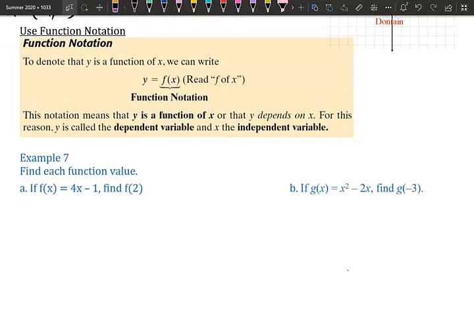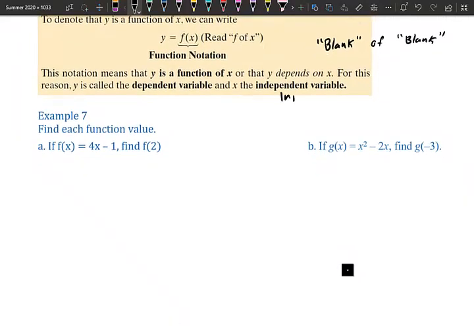Function notation. Function notation is f of x. When we want to denote y as a function of x, we can say y equals f of x. F of x, w of k, blank of blank. That's what you're looking for. When you see that, you're talking about a function. Your x is the independent variable, your y is the dependent variable, because your independent is your input and your dependent is your output.